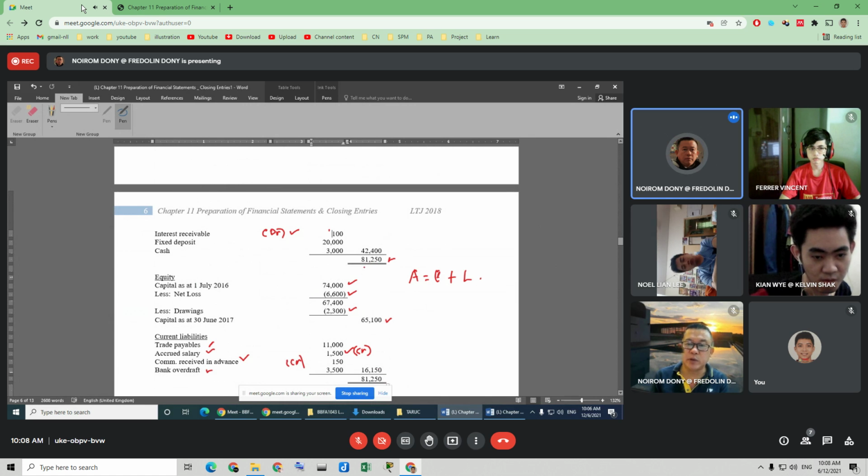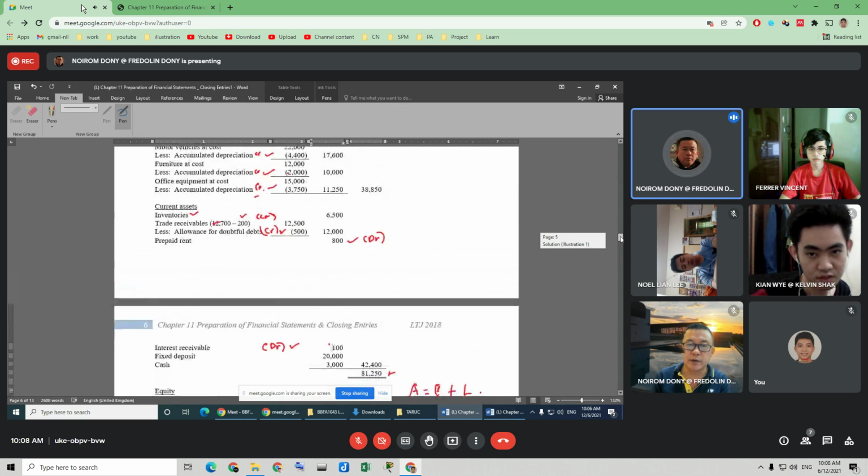So you move backward. This is the way for you to find out. If you get the same figure as the total asset, meaning you have done it correctly. If it's not, then something is not right, so you have to investigate. But you list down accordingly first.